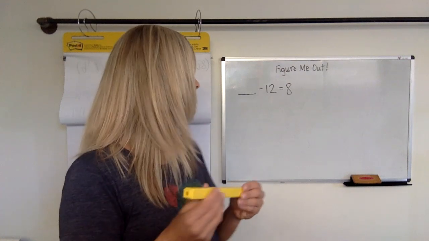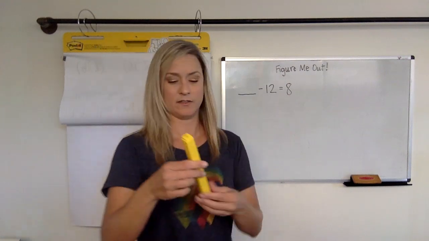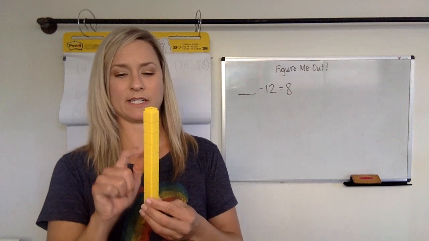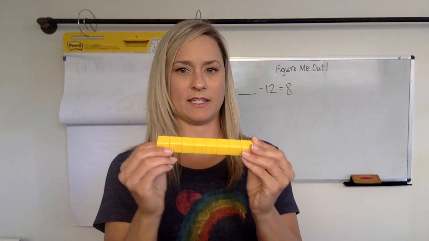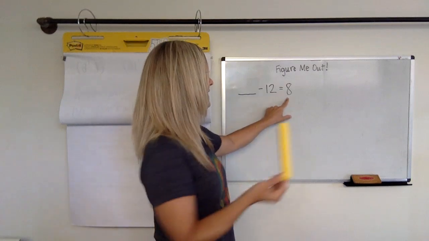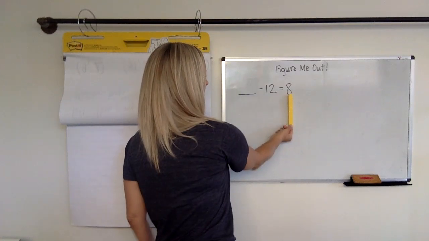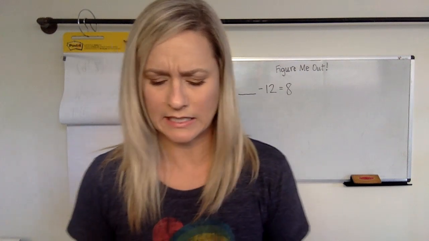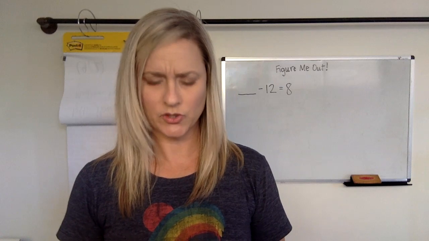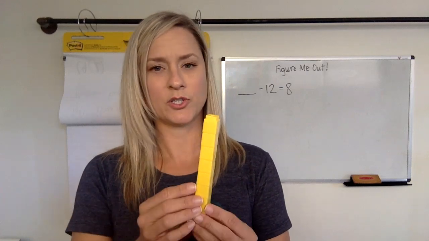So I'm going to start with this number here. 1, 2, 3, 4, 5, 6, 7, 8. Take 2 off of my 10, and I have 8. Okay, now, I know this number is going to be 8 in the end. But when I take off 12, I'm left with 8. Now I'm just getting confused. So I want to try to play around with my tools.